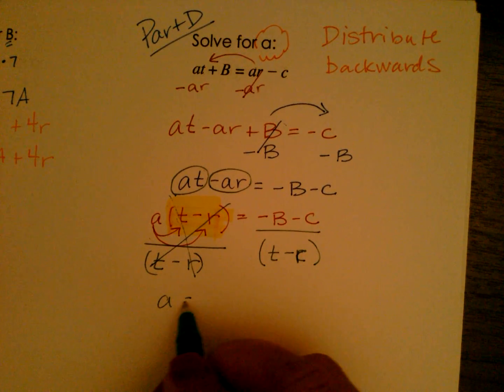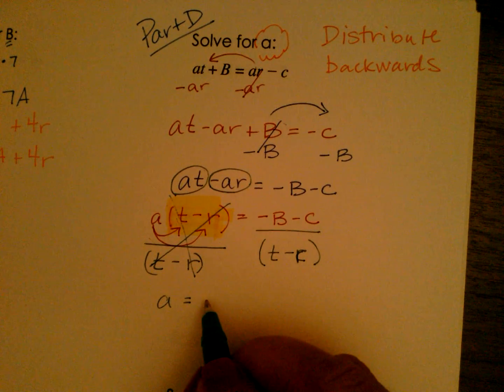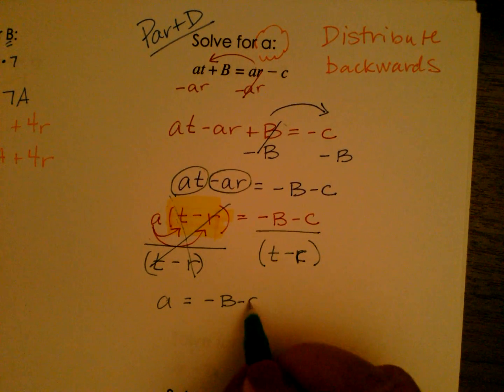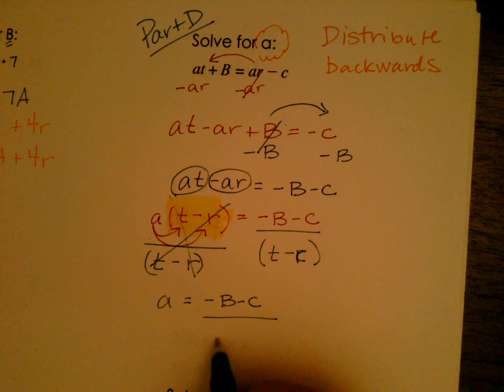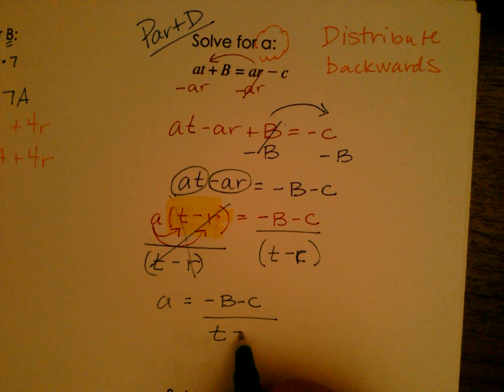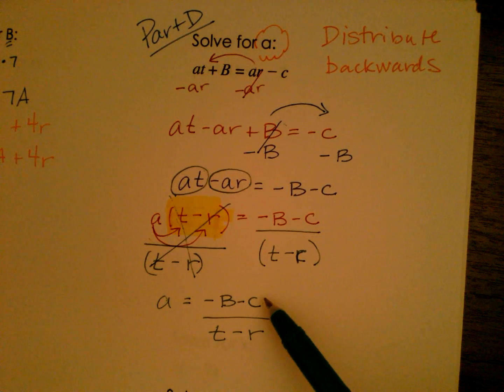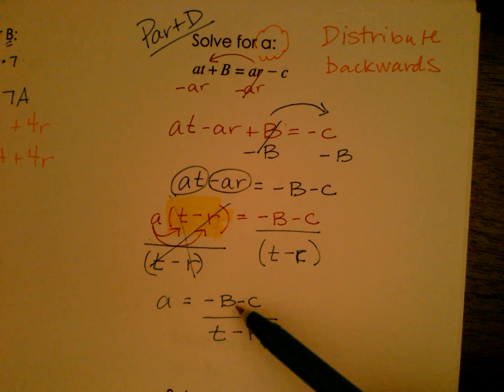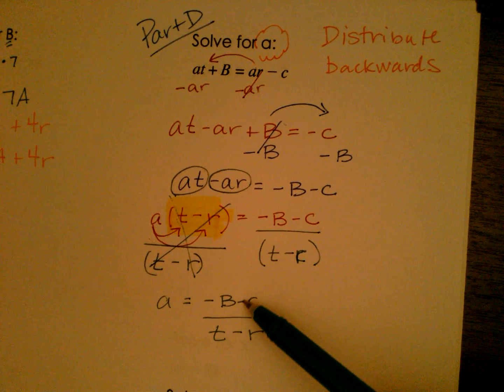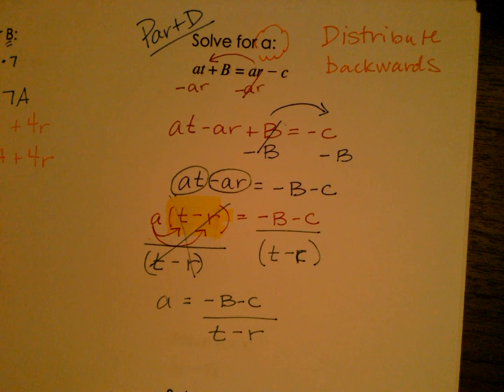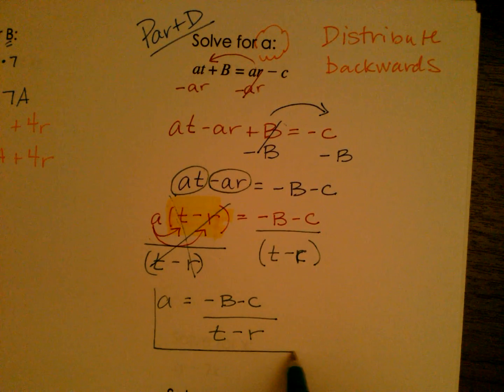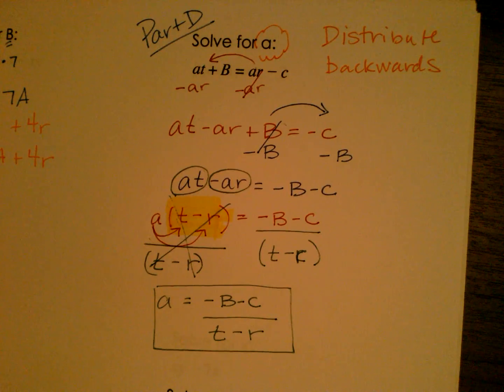So I will be left with A equals the opposite of B minus C, all divided by T minus R. None of the variables are the same. We cannot simplify. We wouldn't be able to anyways because of subtraction signs, but that is for a much later date. Wowzers, that was a big problem.